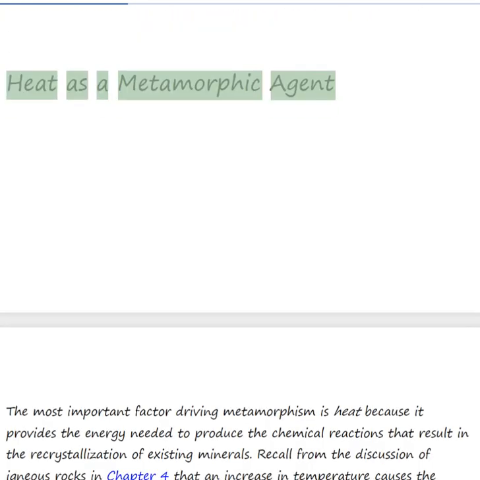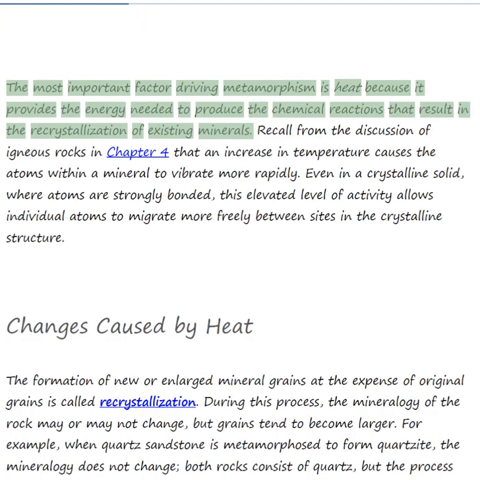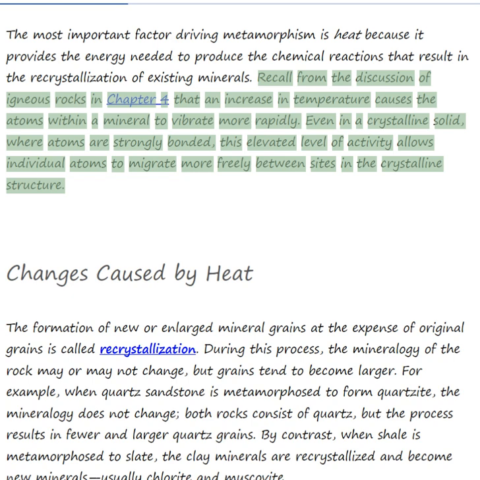Heat as a metamorphic agent. The most important factor driving metamorphism is heat because it provides the energy needed to produce the chemical reactions that result in the recrystallization of existing minerals. Recall from the discussion of igneous rocks in Chapter 4 that an increase in temperature causes the atoms within a mineral to vibrate more rapidly. Even in a crystalline solid, where atoms are strongly bonded, this elevated level of activity allows individual atoms to migrate more freely between sites in the crystalline structure.